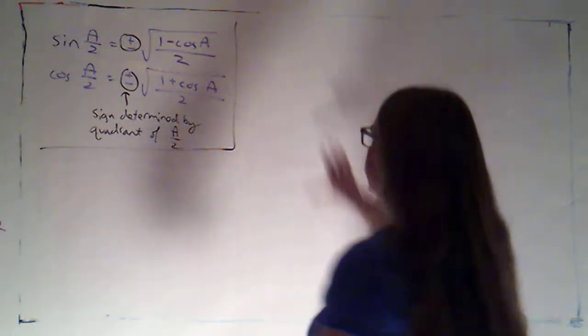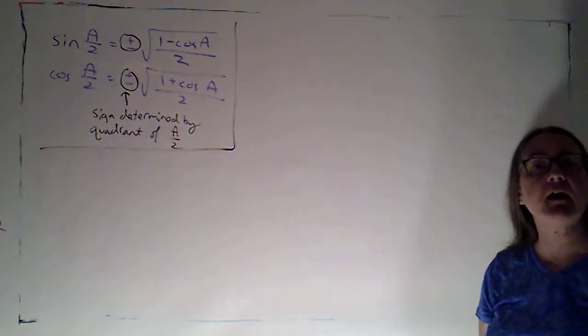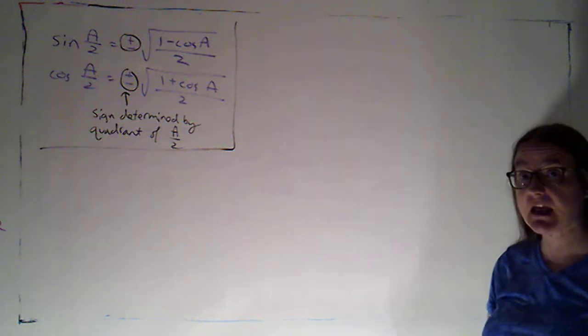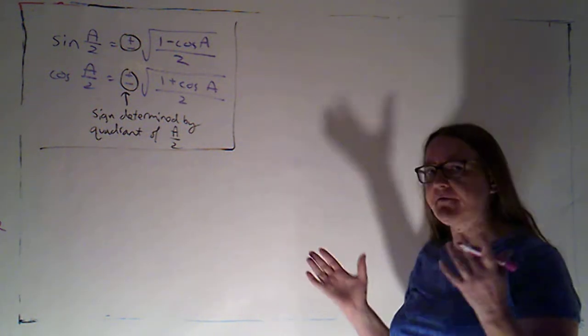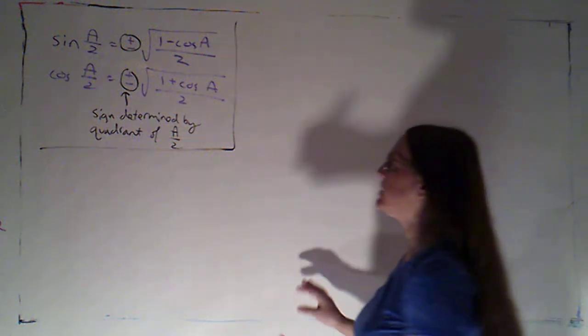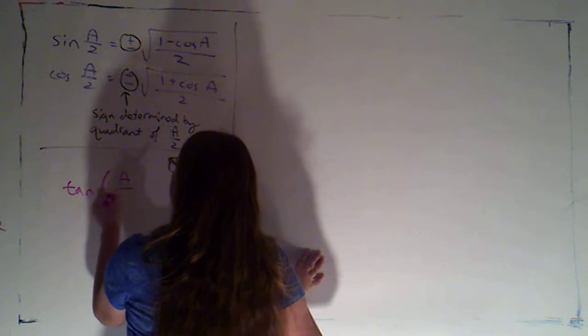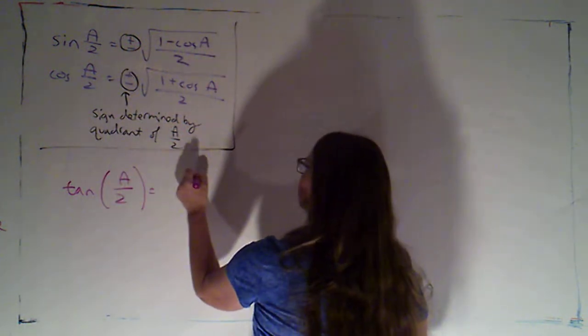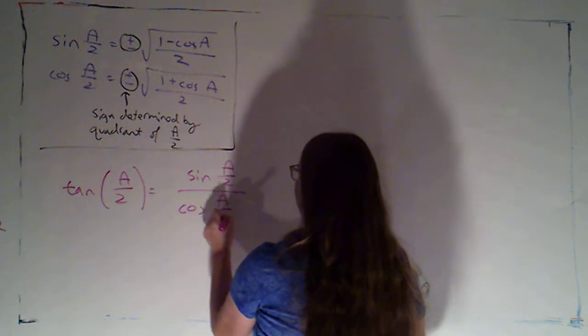I have the half-angle identities for sine and cosine on the board. What I want to do now is use those to derive the half-angle identity for tangent. And sort of like the double angle formula for cosine, this one's actually going to have three different forms that we can use. I'm going to start by saying that tangent of A over 2 is just sine of A over 2 over cosine of A over 2.